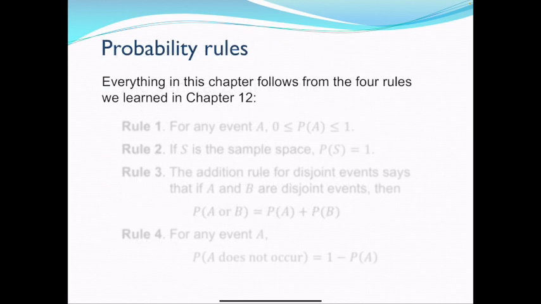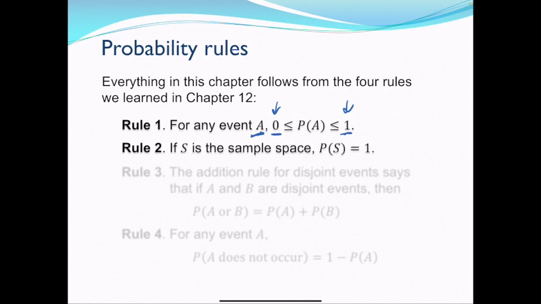So here are the probability rules we covered in Chapter 12. Rule 1 is that any event has a probability between 0 and 1 of occurring, right? 0 means it's not going to occur. 1 means for 100% it's definitely going to occur. Rule 2 is if S is the sample space, then P of S, the probability of something in the sample space happening, is 1, right? S is our whole sample base. So for example, our sample space for flipping a coin is heads and tails, right? The probability of that occurring has to be 1.